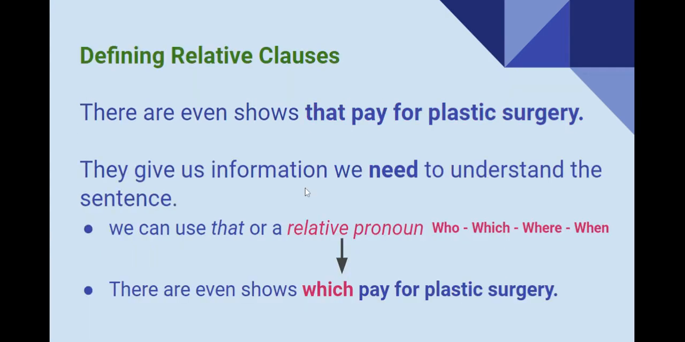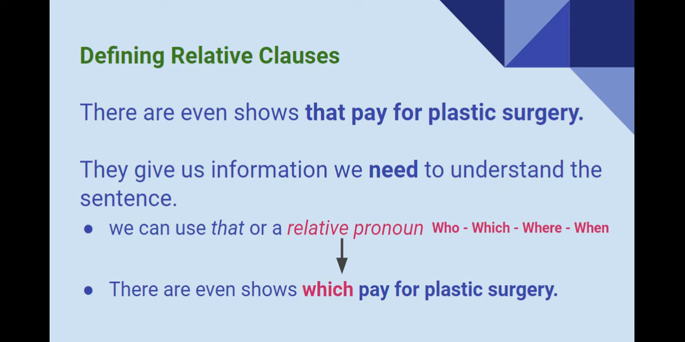Let's take a look at this. Defining relative clauses. If you read the first sentence, "There are even shows that pay for plastic surgery," is a complete sentence. It has two clauses. But if we eliminate the second clause, "There are even shows," we don't understand the sentence. So we need the second part.